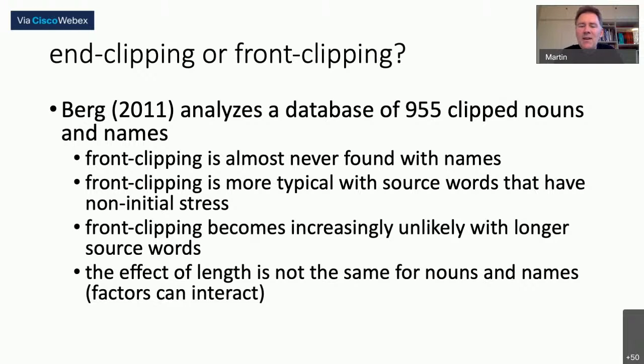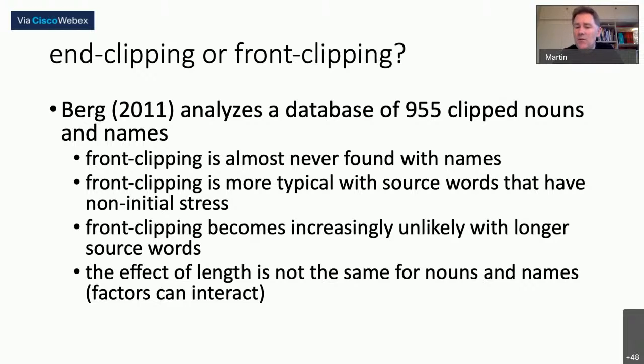Speakers try to maintain stressed syllables when they create clippings, and they try to avoid processes that delete stressed material. With regard to the length of source words, there's another insight that Thomas Beck finds, namely that front clipping becomes increasingly unlikely with longer source words. And finally, he also finds that the effect of length is not the same for nouns and for names.